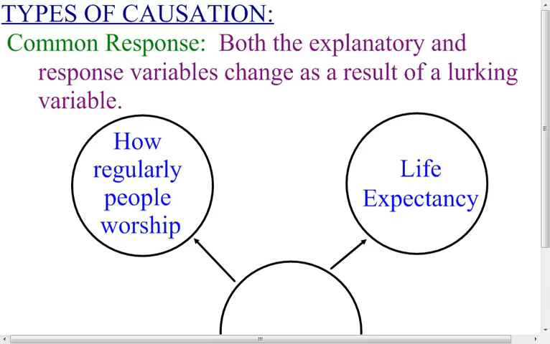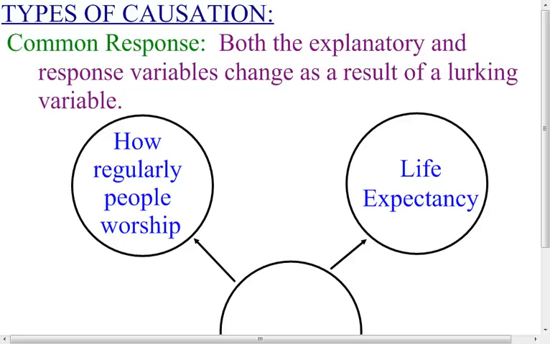Then there's one called common response, where if you look at the explanatory variable and the response variable, one does not cause a change in the other. However, there's this third party out there that probably affects both of them. Okay, so it's indirect kind of causation, and it's called common response.